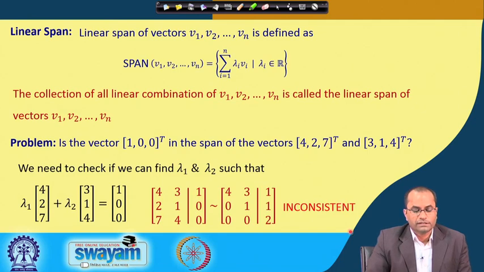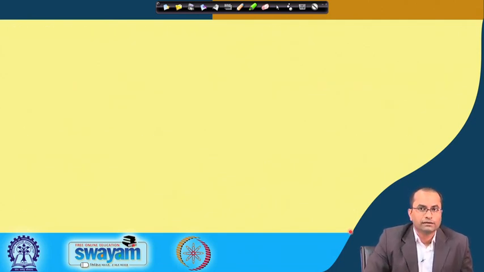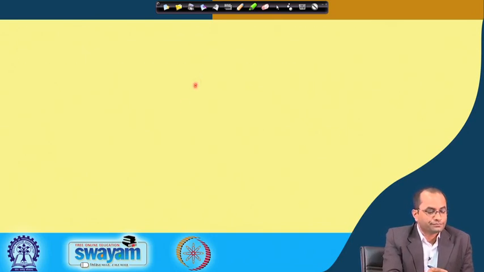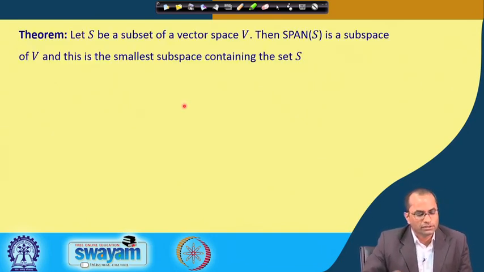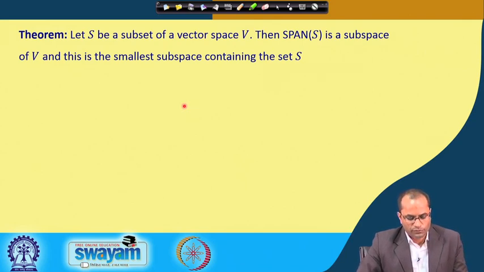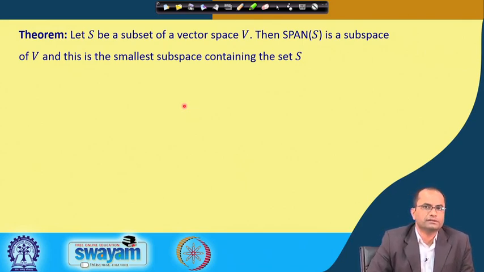So, here the system is inconsistent, and we cannot write that down as a linear combination of the given vectors. There is another nice result here. We will not go through the formal proof, but we will see at least some intuition for how this is happening.